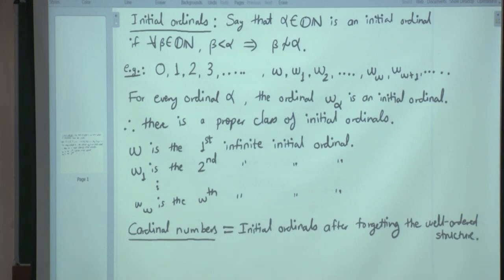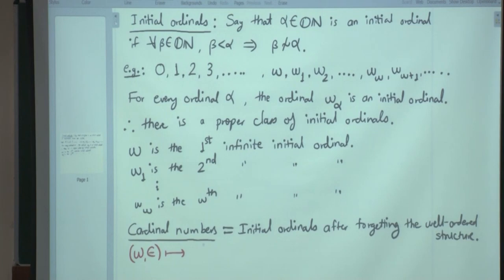So every ordinal, how do we write that? Well, omega, this, right? So that number is now as a cardinal number, I will forget about the ordering, I will only remember omega, but now I have a different notation for that. And that notation is aleph naught.